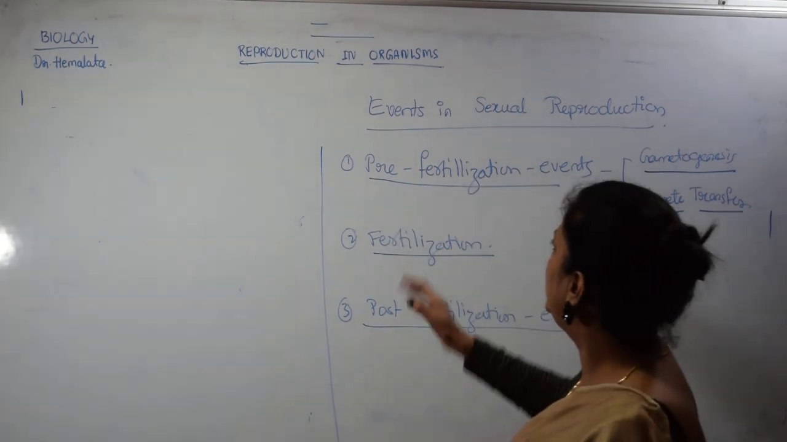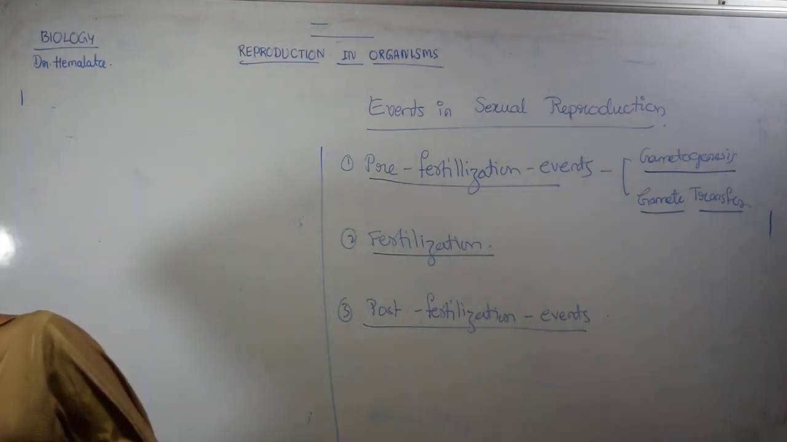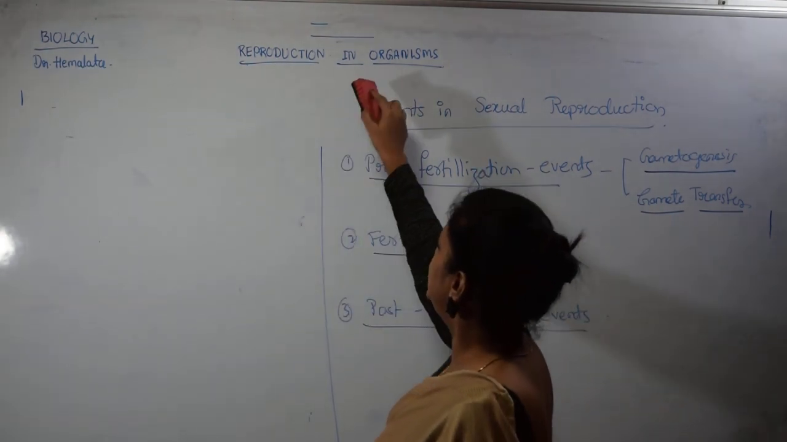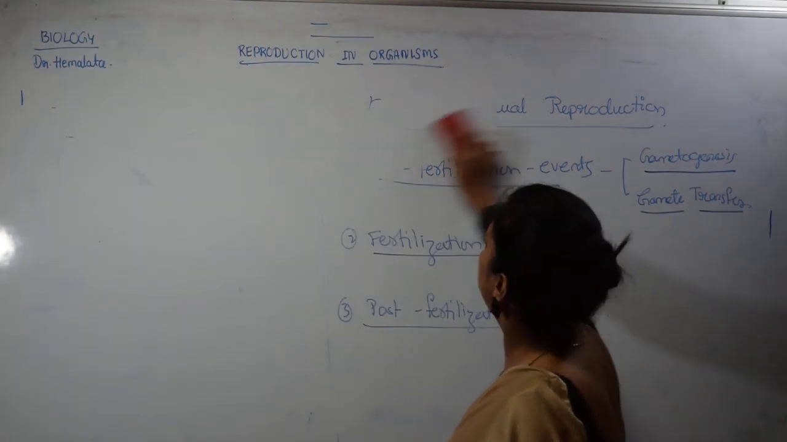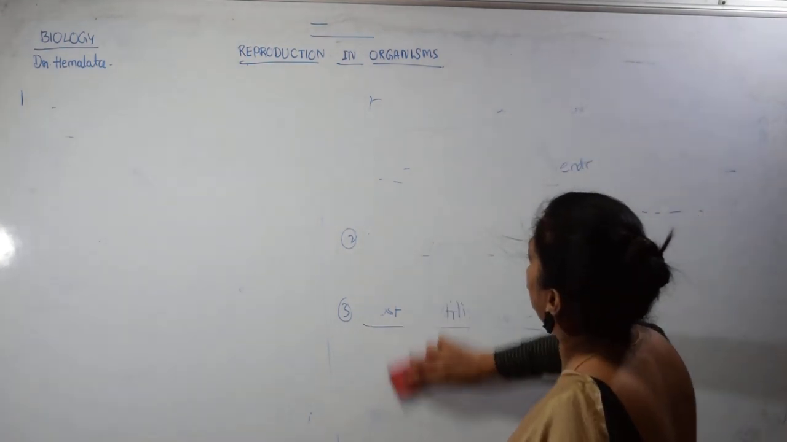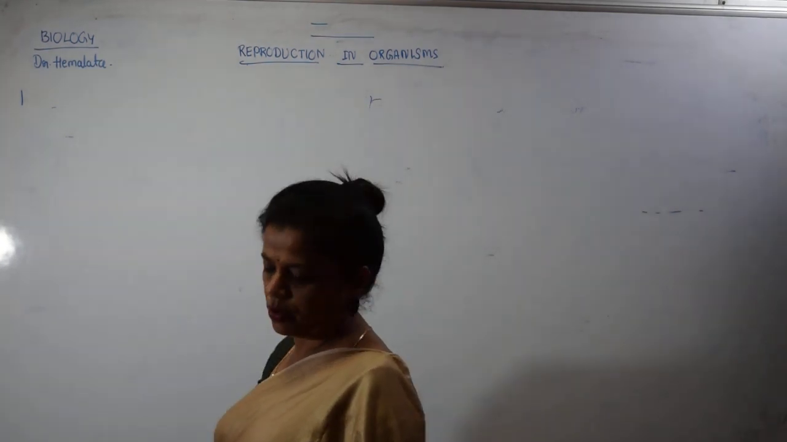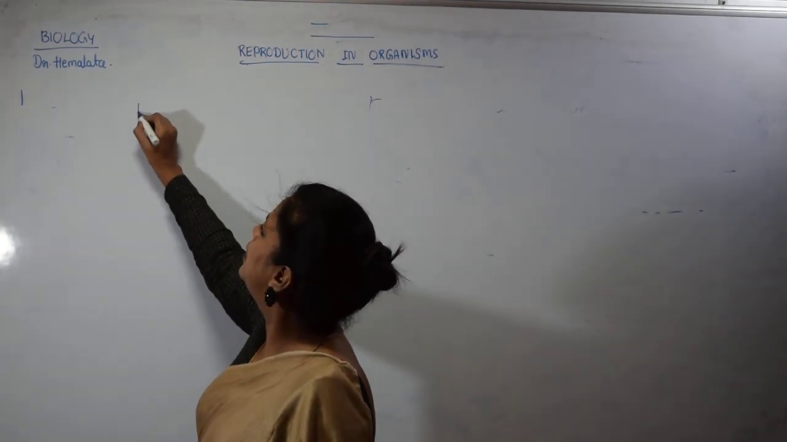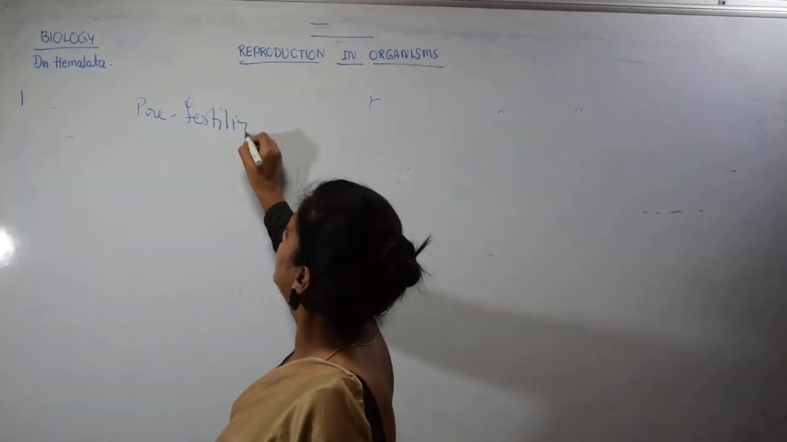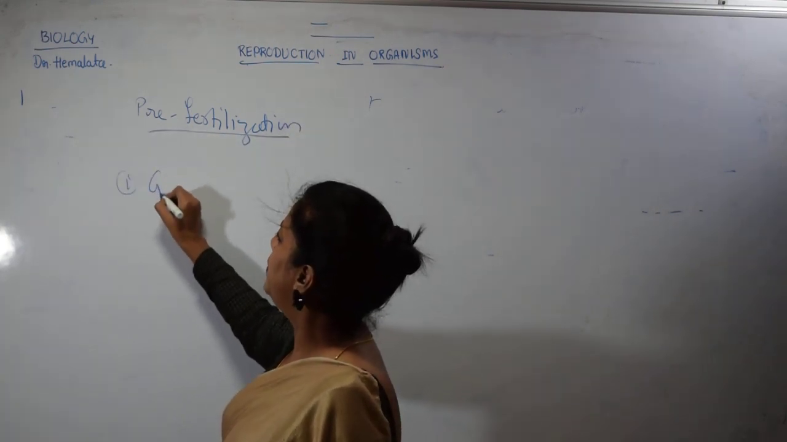Okay. Now we will study the first one, the pre-fertilization events. What happens at the beginning of fertilization? Before fertilization, these 3 events I am writing. Now let us move on to the first one under the pre-fertilization events, where we talk about gamete formation, or gametogenesis.